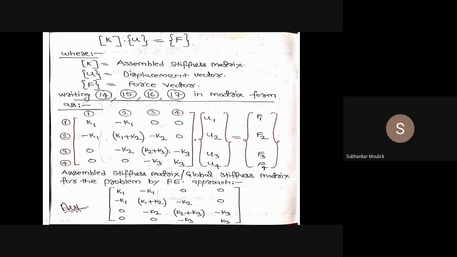This is the K matrix, which is the assembled stiffness matrix. The other name is global stiffness matrix. That means this matrix is for the entire problem. This is the displacement vector matrix, and this is the force vector matrix. How will I get this expression?